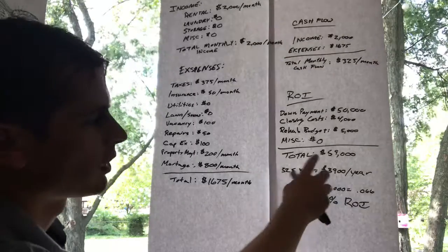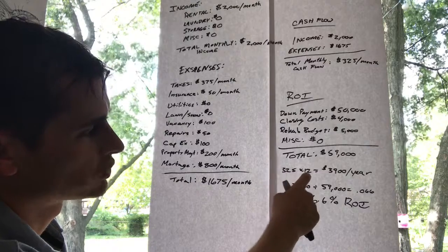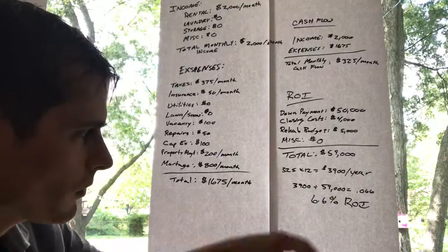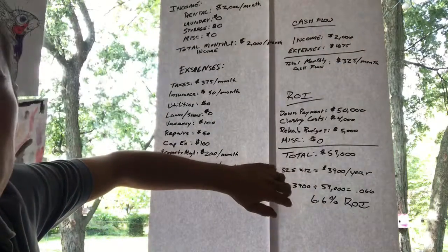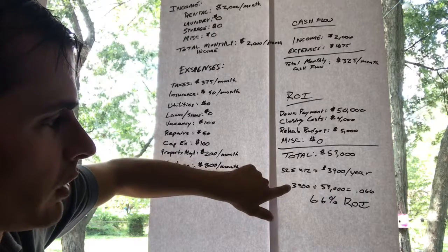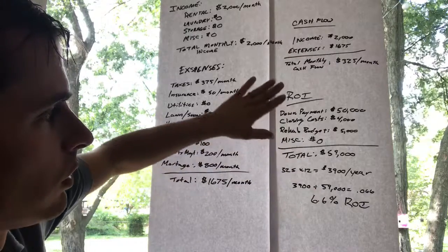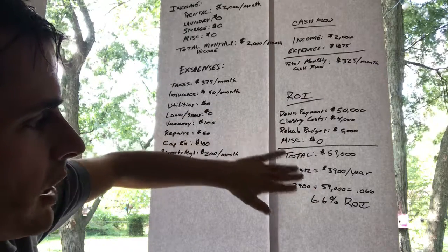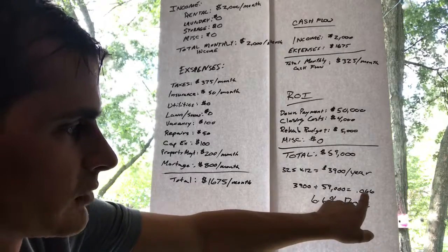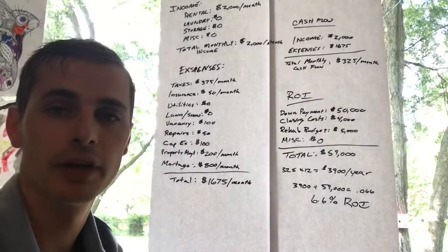From there, you're going to want to take your monthly cash flow and get your annual cash flow. So take your monthly times 12, and you get an annual cash flow of $3,900 per year. Then to get your cash on cash return on investment, take your $3,900 annual income and divide it by your total investment in the property, which is the $59,000. You're going to get a number like that, so you move the decimal place over 2 spots, which gets you 6.6% return on investment.